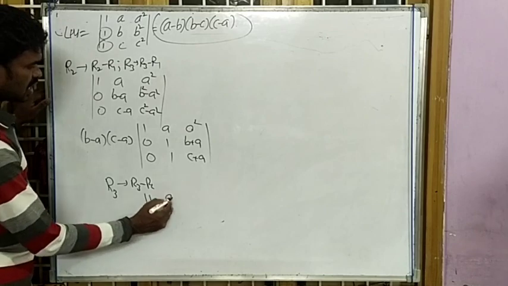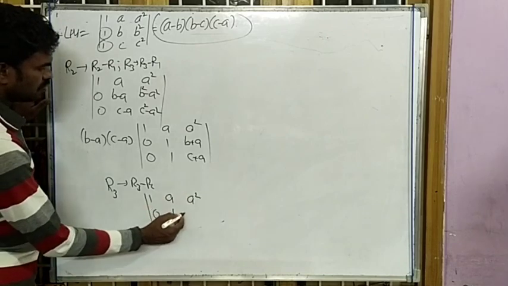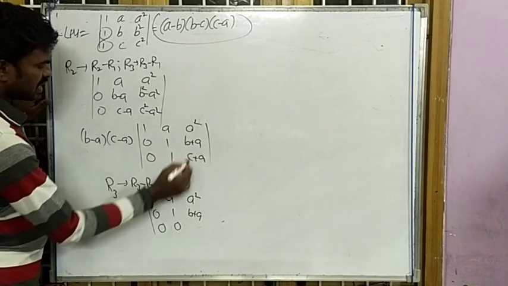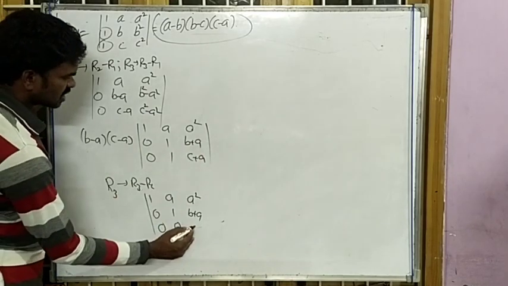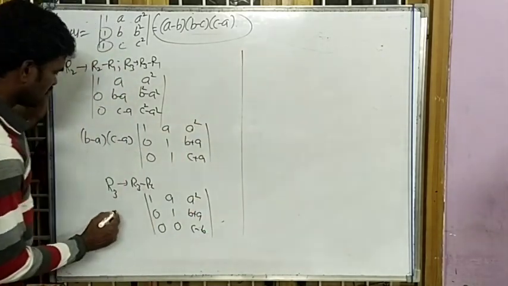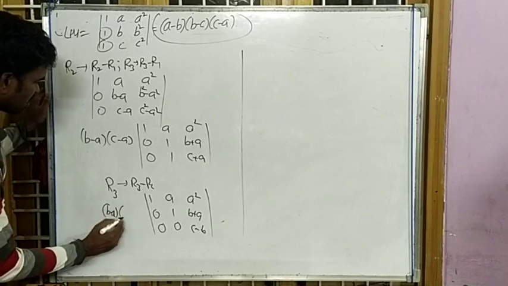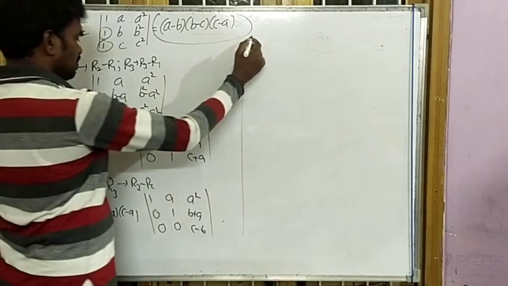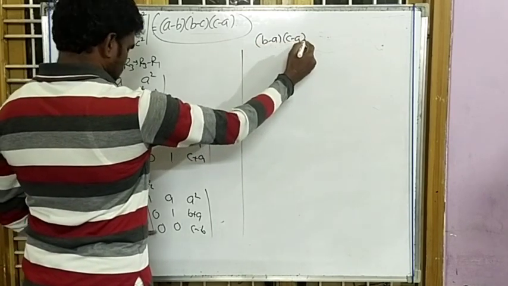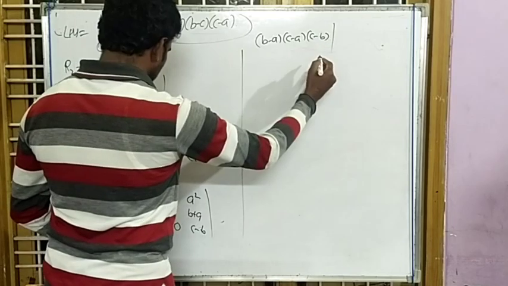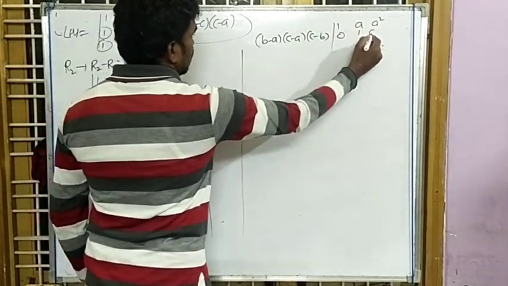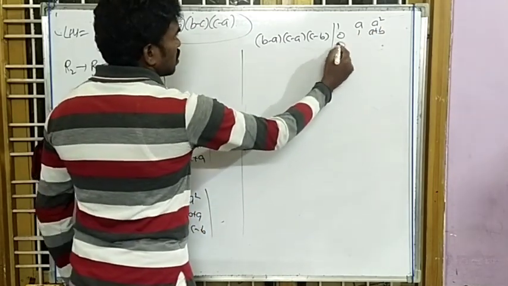So then 1 a square as it is, 0 1 b plus a as it is, 0 minus 0 0, 1 minus 1 0, c plus a minus b plus a. So plus a minus a cancel, c minus b is remaining. So from third row c minus b is common. Here b minus a into c minus a. Third row c minus b common. So we get b minus a, c minus a, c minus b into determinant 1 a square, 0 1 b plus a or a plus b, 0 0 1.